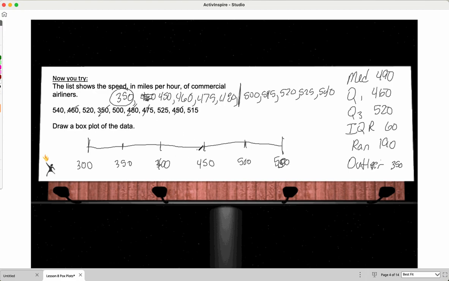So if my median is 490, that's going to put it somewhere closer to right about here. My Q1 is 460, that puts it right about here. My Q3 is 520, that's right there. And that's not perfect. They may not be exactly in the right spot, but they're pretty darn close. My upper extreme is here. Now, because I have an outlier, I'm going to mark the outlier with a star and make 450 my lower extreme. So you can see that's going to look a little different because I did prove I have an outlier in this case.